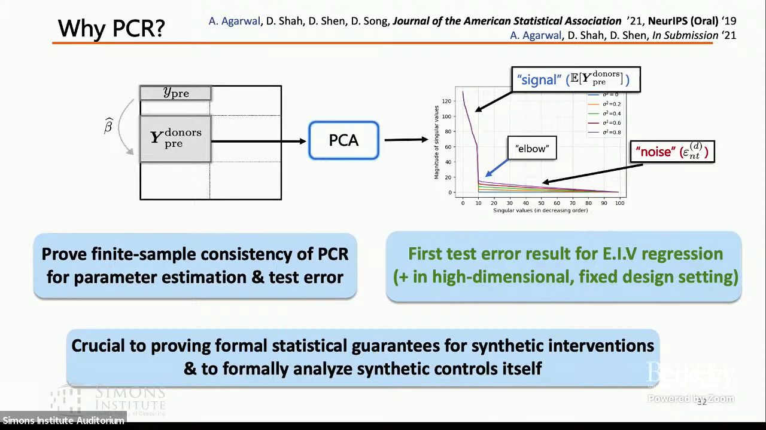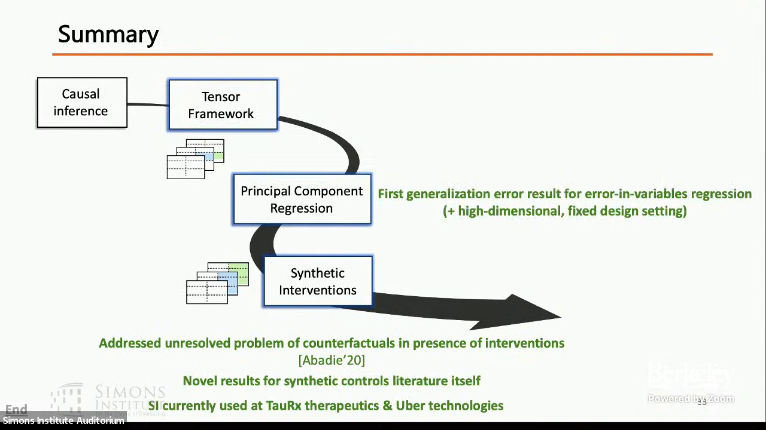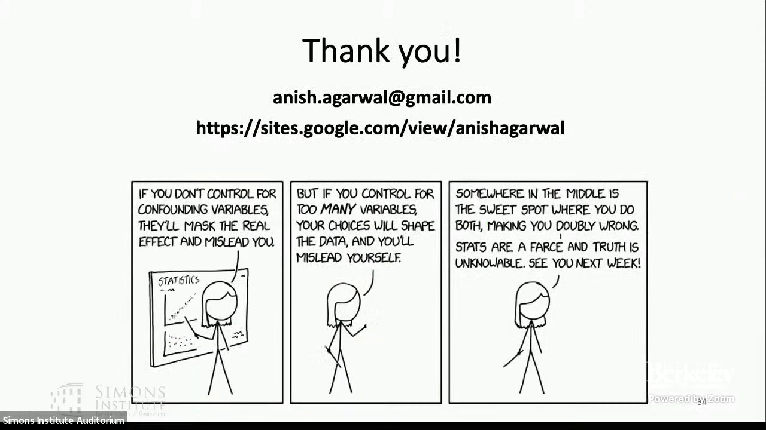And with that, maybe I'll just give a quick summary. What we did is we addressed the unresolved problem of counterfactuals in the presence of interventions, and this provided novel results for synthetic controls. And this is being currently used at Therapeutics and Uber to guide their decision-making. And in doing so, we had to deal with the problem of error in variables regression, and we found that PCR is the right algorithm to do so. We provide the first generalization error result for error in variables regression. Right, thank you very much.